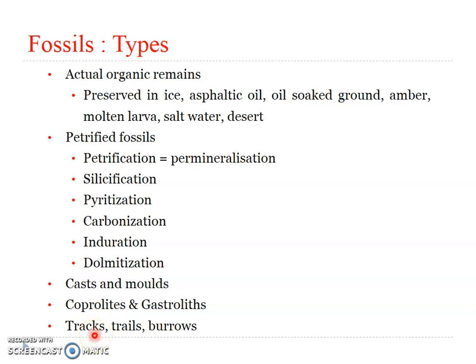Then we have the tracks, trails, and burrows produced by certain animals, because they provide a clue to the general nature of the animals. Tracks are footprints left by animals on wet sand and mud, which have been preserved by sedimentation and hardening. Trails are a series of marks produced on soft sediments by crawling worms and snails, or by dragging of tentacles by the coelenterate. Some burrows and tubes left by extinct animals provide evidence of their existence in the past.